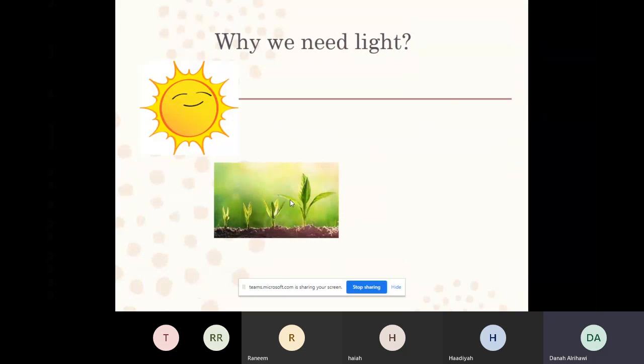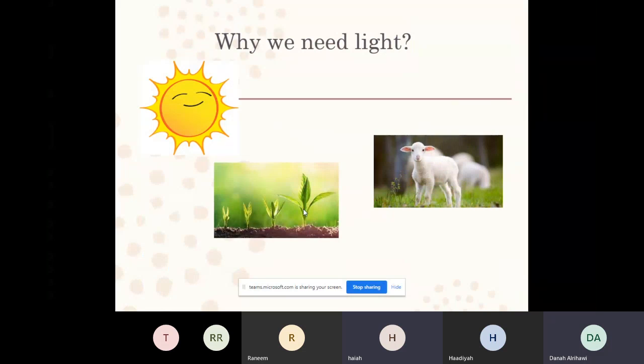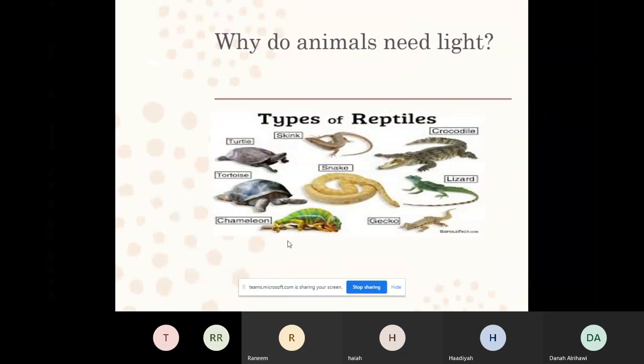And why do we need this food? Why is it important for the plant to grow and to capture all the sunlight? Why do we need these plants? So the animals will eat these plants and they will grow. Amazing, and we can also eat these plants.